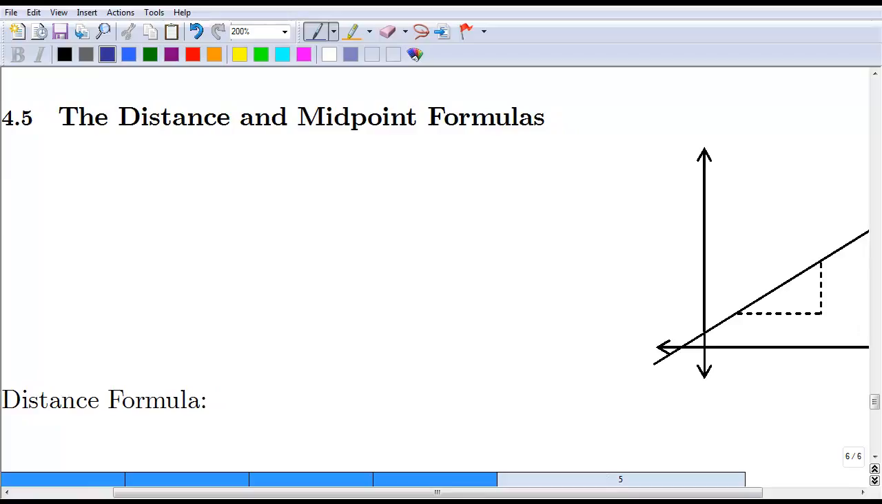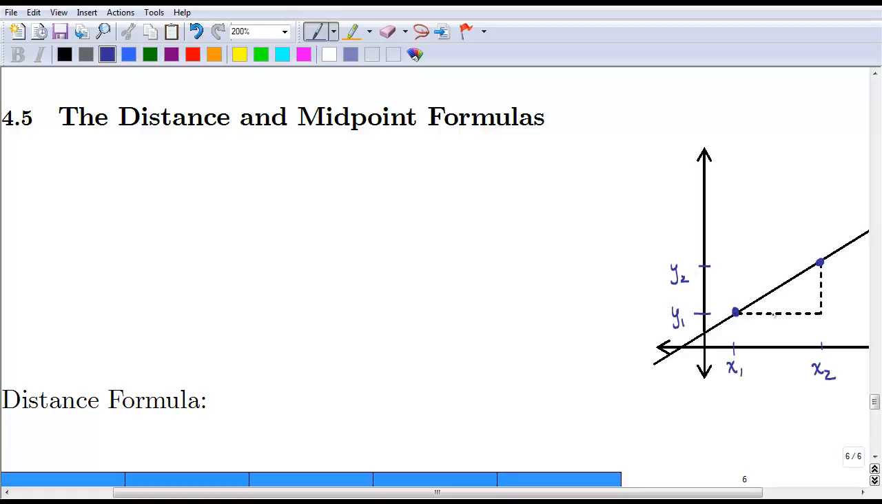So if we want to find the distance of any 2 points on a straight line, obviously if it's a horizontal or vertical line, it's easy to figure out, but when it's a diagonal line, it's not quite as easy. So we are going to go back to figuring out the first point has the coordinates x1, y1, and the second point has the coordinates x2, y2. And in this case, we want to find the distance between these two.